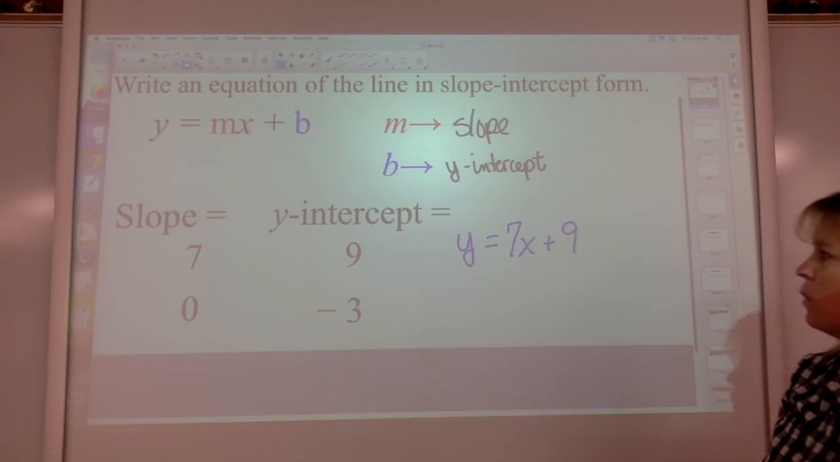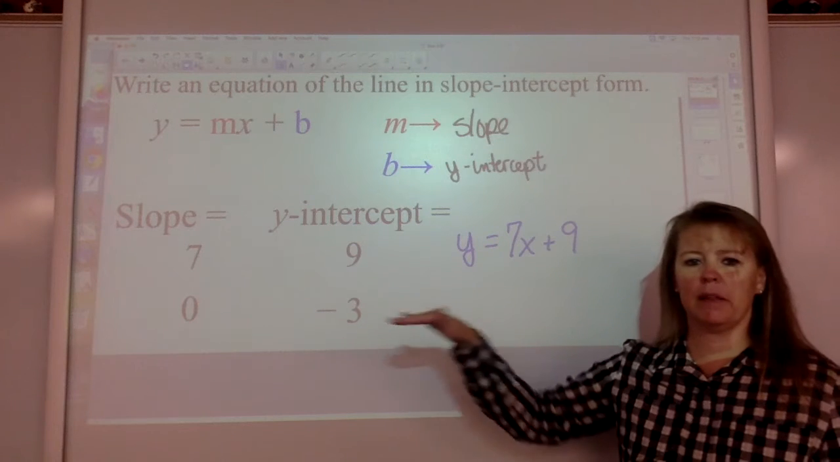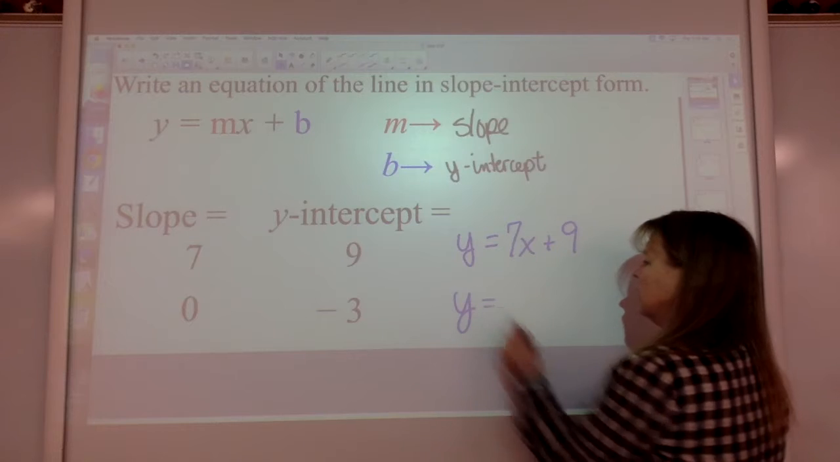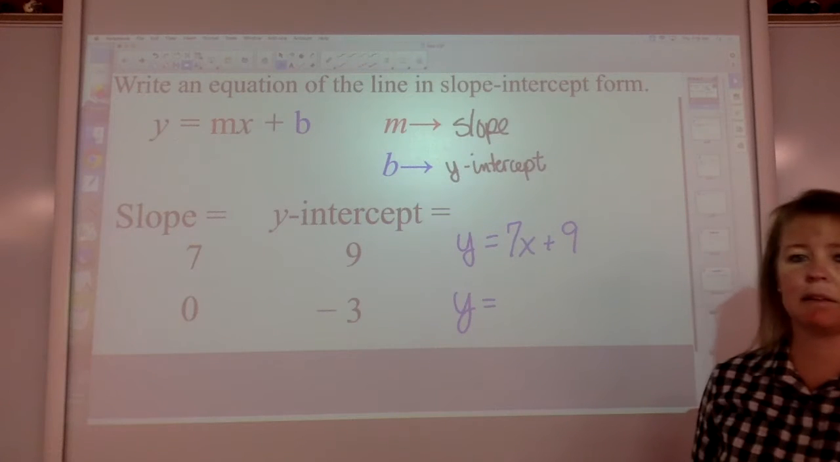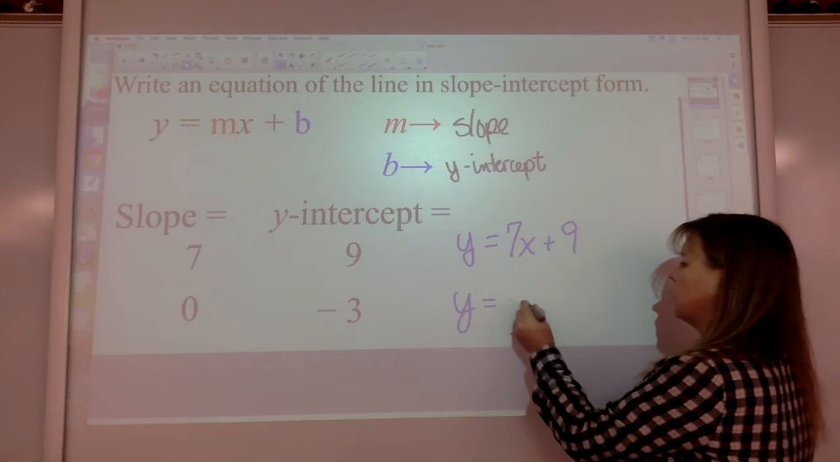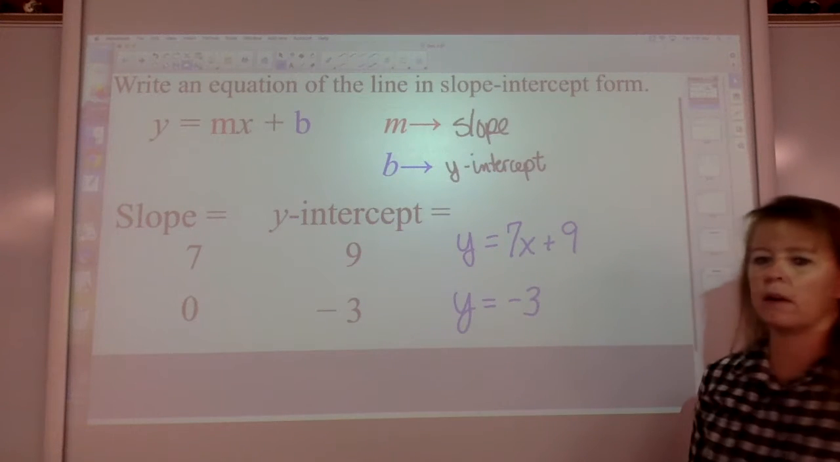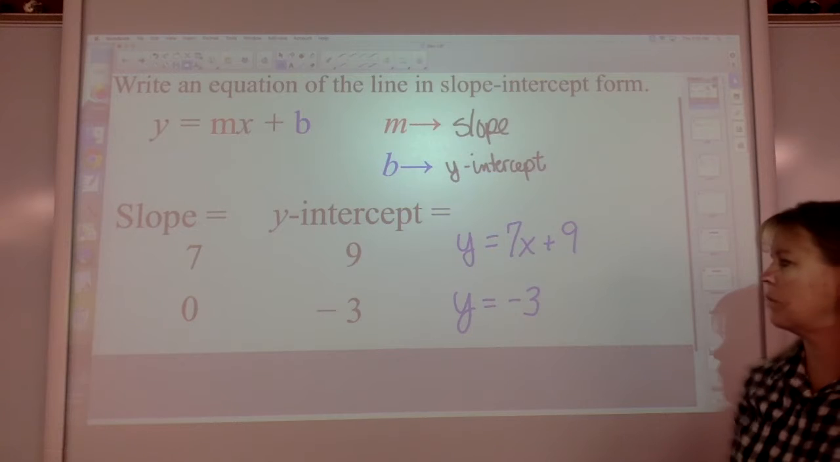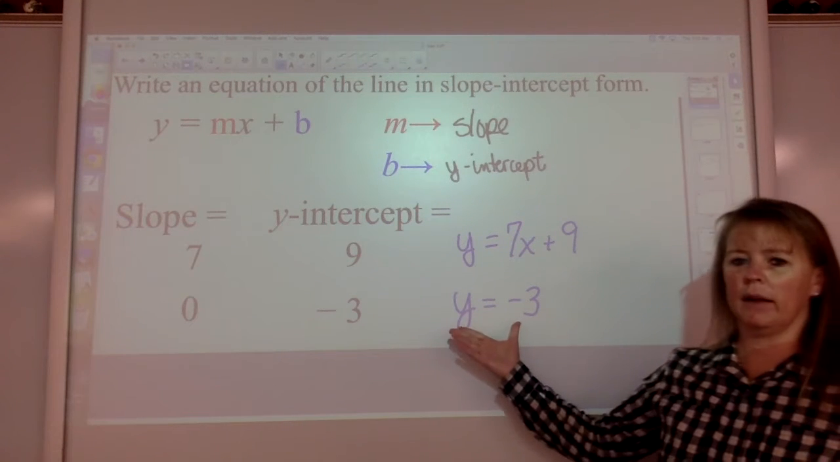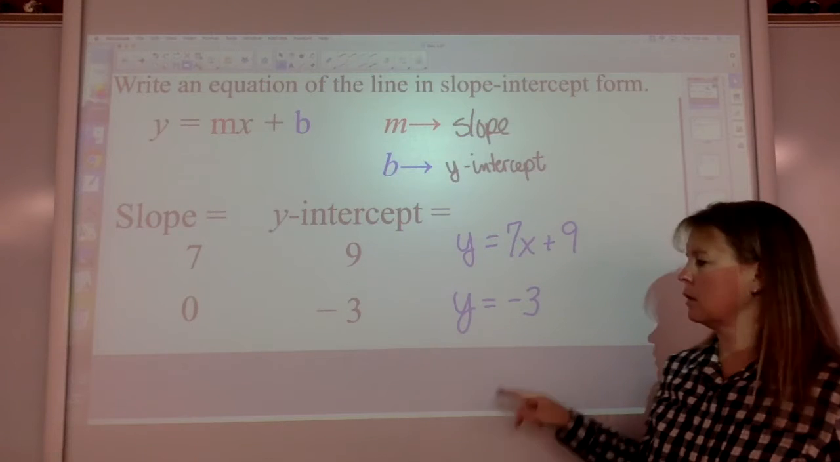This one, the slope is 0, which reminder will mean that it's a horizontal line. Y equals, if you wanted to put 0x minus 3, you could, just for your own sake and your work, but it would, of course, be considered incorrect if you left it as y equals 0x minus 3. You want just the equation of a horizontal line, slope of 0, y equals negative 3.